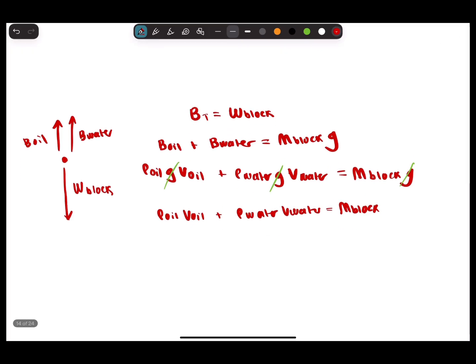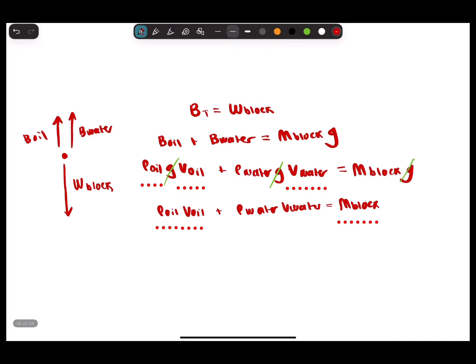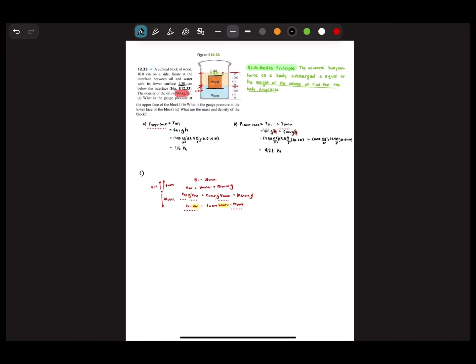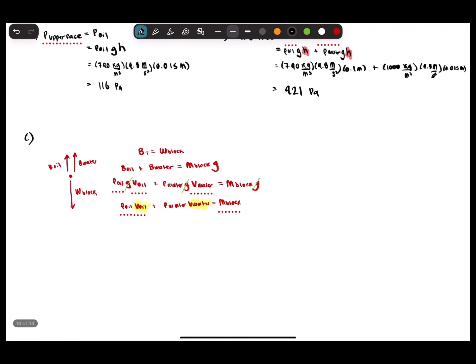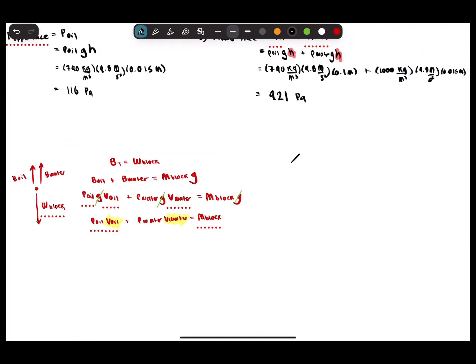Okay, so before I proceed, I just want to clarify what I meant when I said the volume of oil or the volume of water displaced. So this goes to Archimedes' principle. The upward buoyant force on a body submerged is equal to the weight of the volume of fluid that the body displaces.